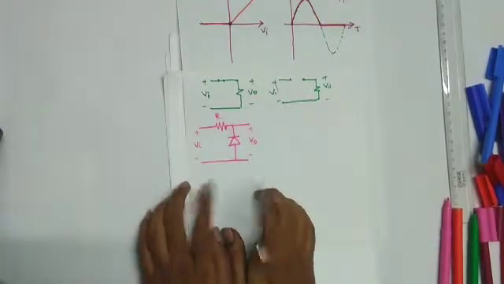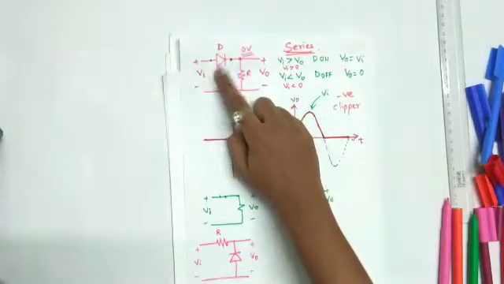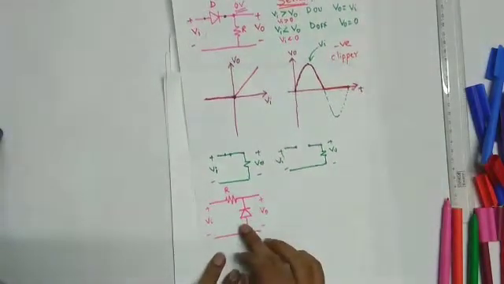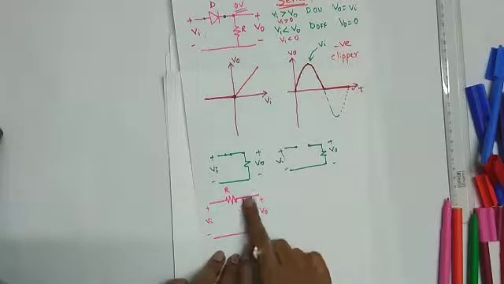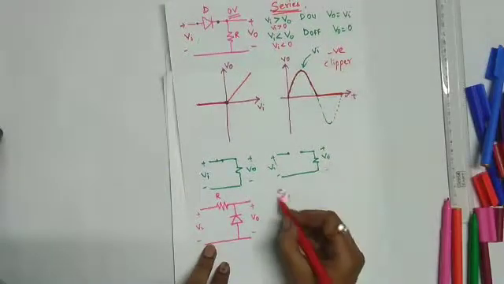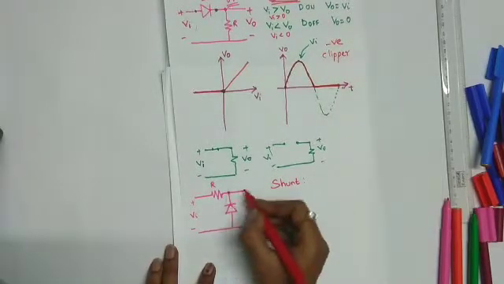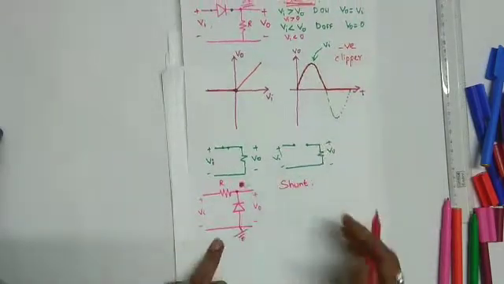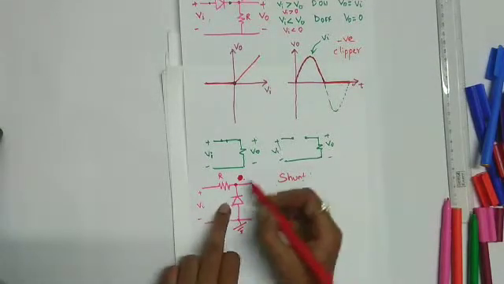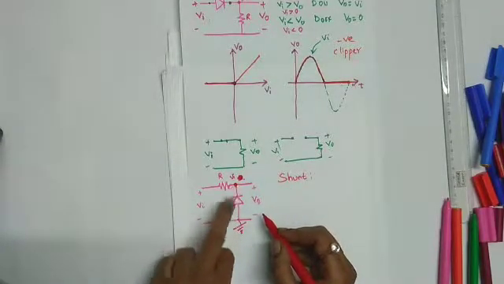Now consider another circuit. Observe that in the previous circuit the diode is connected in series with the voltage source, right? Now in this circuit, the diode is placed in shunt manner, that is, it is connected parallel to the voltage source. So you can call it a shunt clipper. If you write the voltage equation similar to the last model, this is connected to the ground, that is negative, and this side terminal is connected to VI, right?